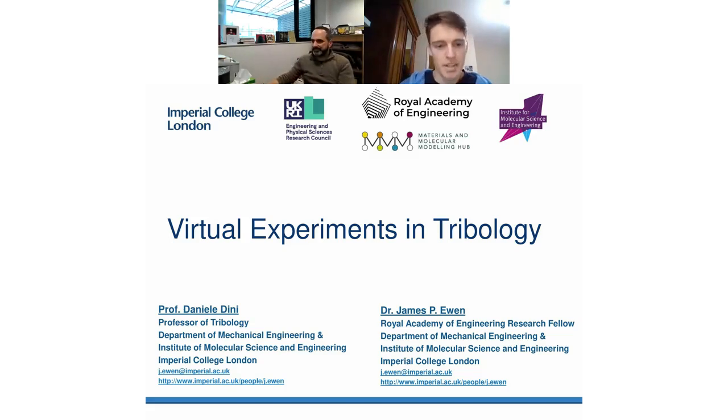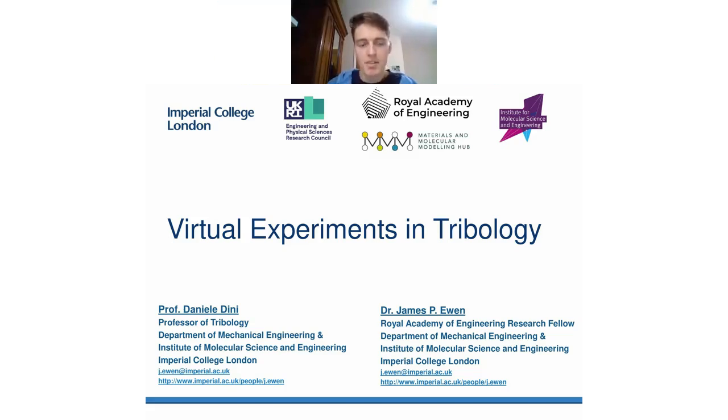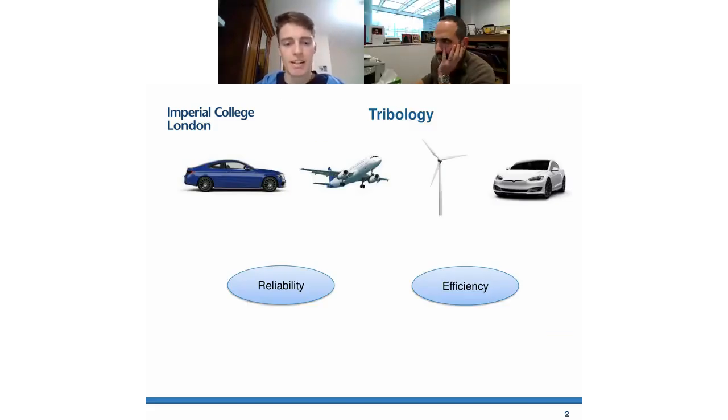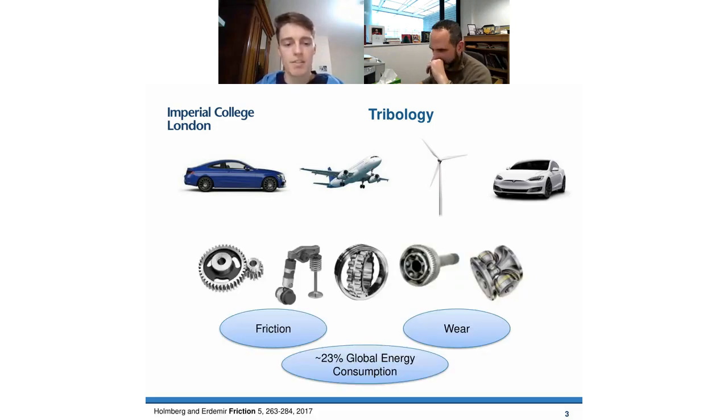Thanks, Daniele. So I'll get right to it. I'm James. Tribology as a subject is all about the reliability, historically, of machines, and more recently, with concerns about CO2 emissions, energy efficiency is becoming more and more important. At the component level, the things that affect these are friction, in terms of energy efficiency, and wear, in terms of lifetime and reliability. Collectively these are responsible for nearly a quarter of global energy consumption. So this obviously motivates a lot of work in tribology and means it's incredibly important.